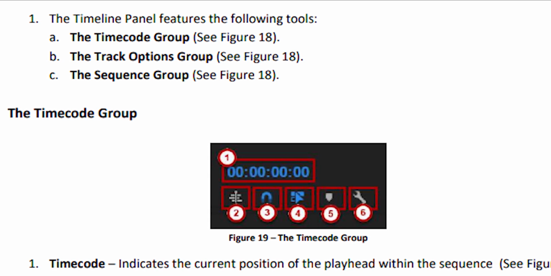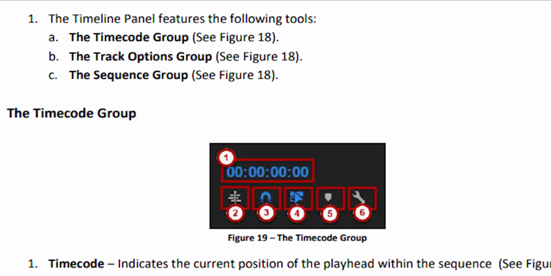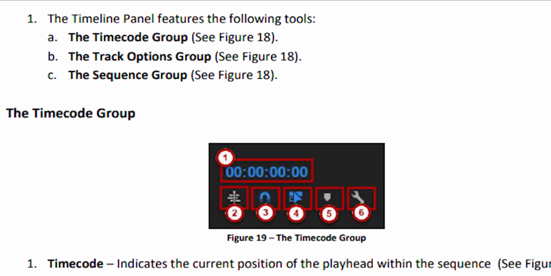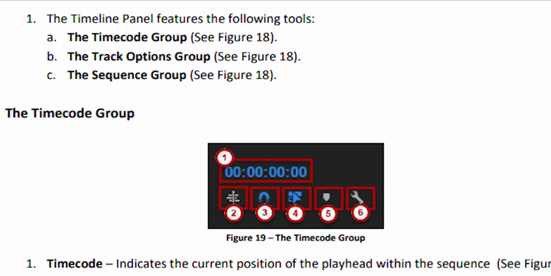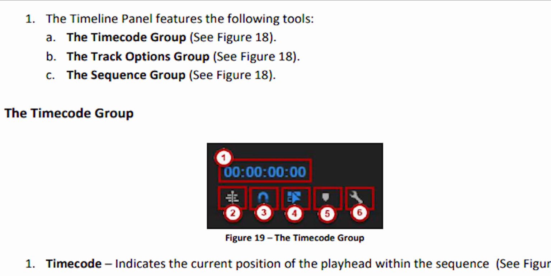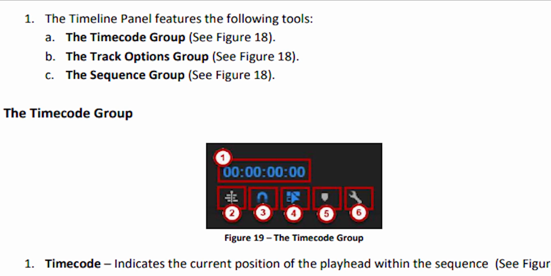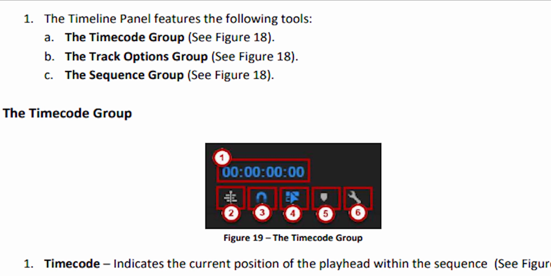Number one, here on our diagram in our curriculum, the timeline panel features the following tools. On our diagram here, we can see the timecode group. This timecode group is what we discussed extensively in our previous videos, so you can go check it out. B, we see the track option group.